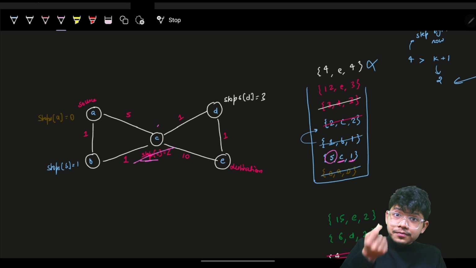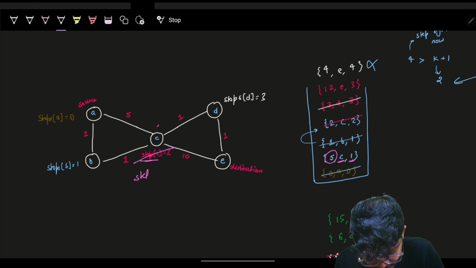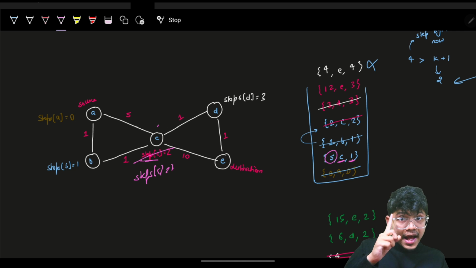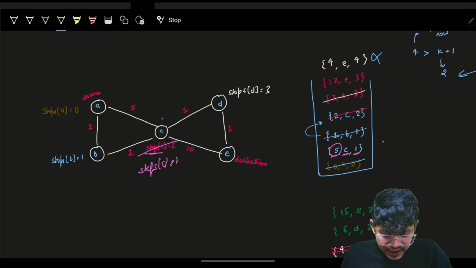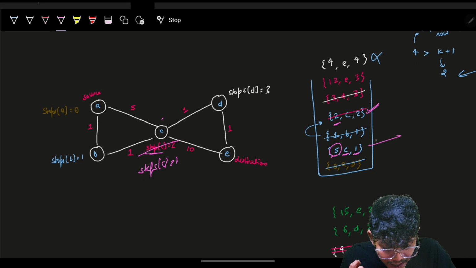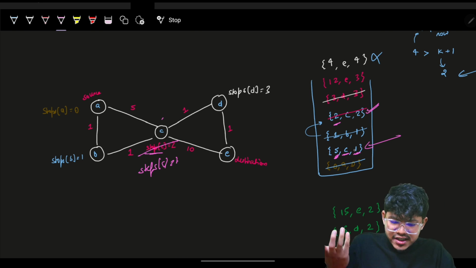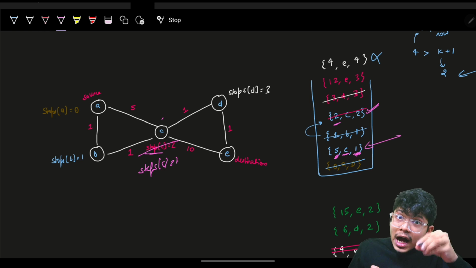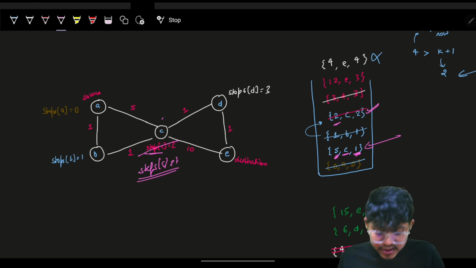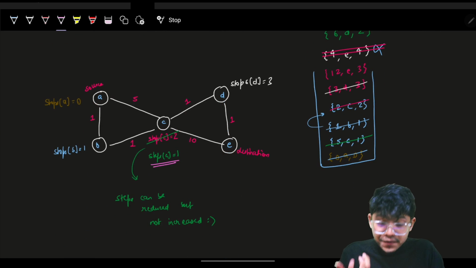So what you will do? You will overwrite the steps. You will say steps of C is now 1. As I told you, you can overwrite, although distance has increased. You came on to node C earlier because it has a lesser distance, but you can again come back to a node with more distance but lesser steps. Again, if the steps would have been more, you would have skipped that, but here the steps are less, so you have to take that into consideration. So the steps of C has now become 1.